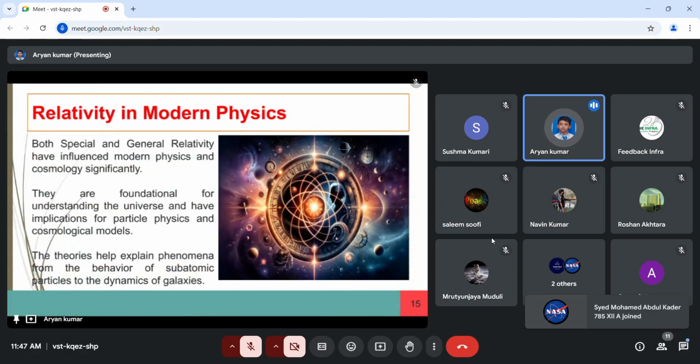Relativity in modern physics. Both special and general relativity have influenced modern physics and cosmology significantly. These are foundational for understanding the universe and have implications for particle physics and cosmological models. The theory helps explain phenomena from the behavior of subatomic particles to the dynamics of galaxies. So yes, this is very much used in modern physics.